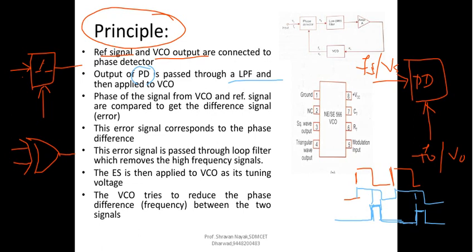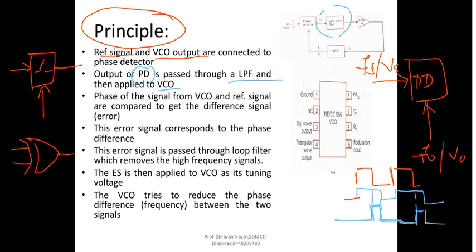That means any unwanted high frequency noise signals or signal disturbances that are present are going to be removed. That is the purpose of using this low pass filter here. Then this signal is applied to one device called the voltage controlled oscillator.